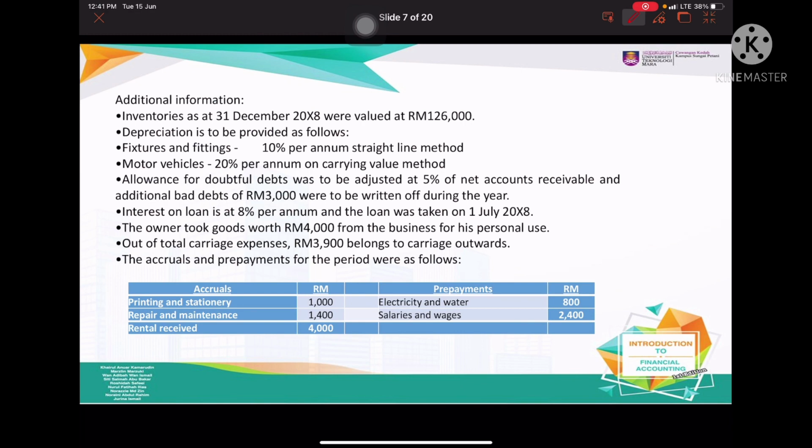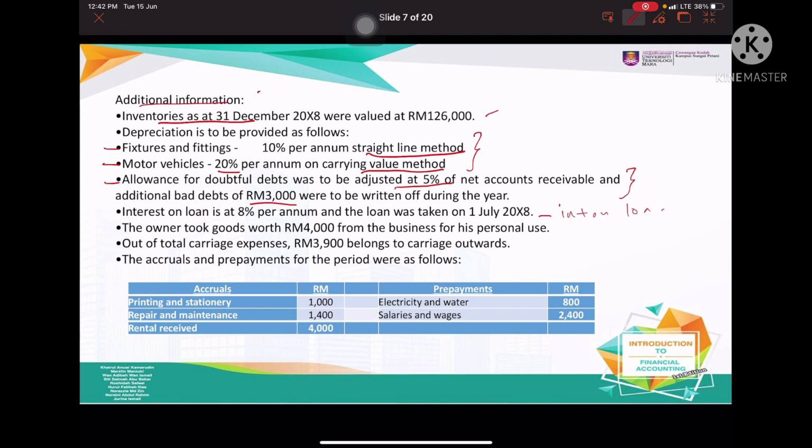Have a look at the additional information. Closing inventories 126,000. Depreciation is to be provided: fixtures and fittings 10% on straight line. Motor vehicle is 20% on the carrying value, or based on the reducing balance method. Next, allowance for doubtful debt is to be adjusted to 5% of net account receivable, and bad debt to be written off for the year is 3,000.